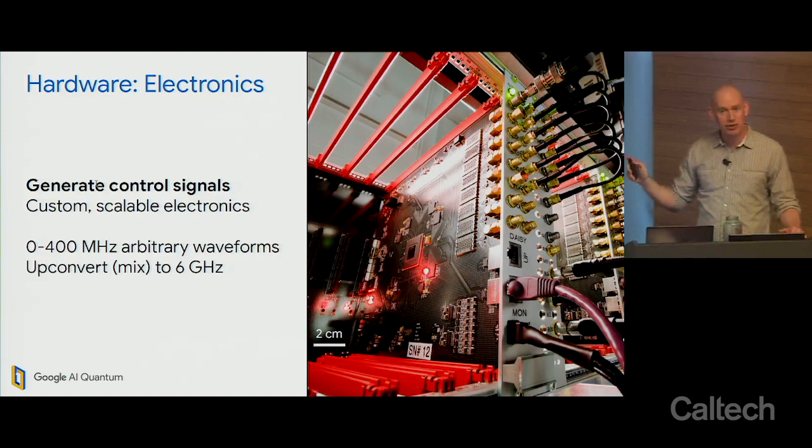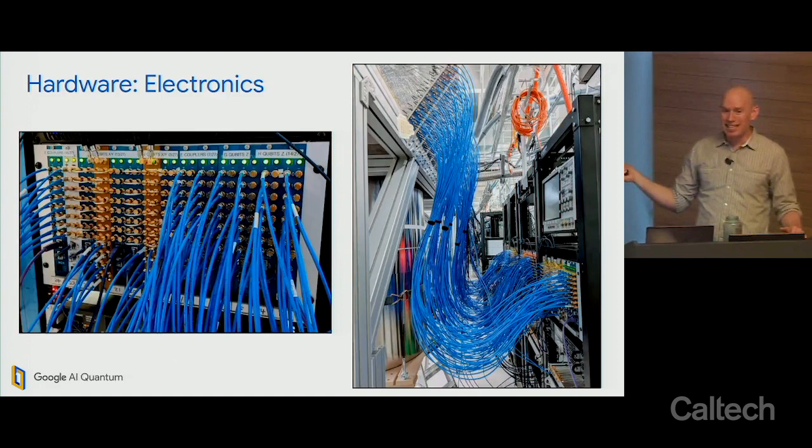I mentioned scalable. Let's see what it really looks like at scale. We were looking at one card before. This is a full crate that's spanning the width of a standard rack. You can see several cards here. This is enough electronics for about 20 qubits. So if you want to run a larger experiment, well, hook a few racks together, have a couple hundred coaxial cables, and bring them up to your fridge. The cables are going to come up here and then go down here into the fridge.